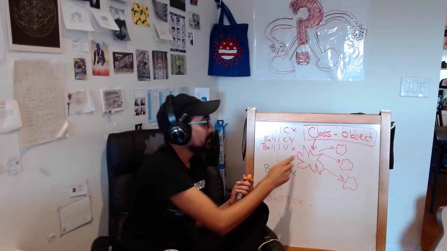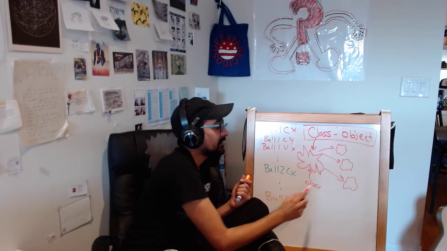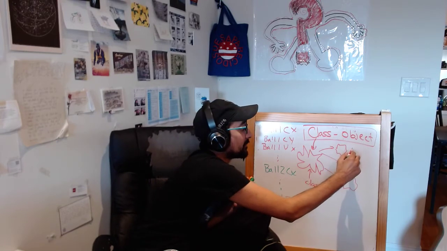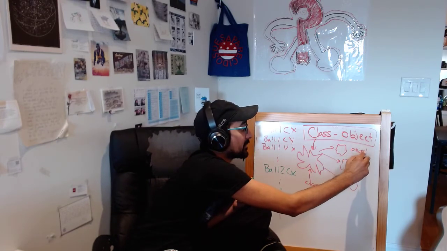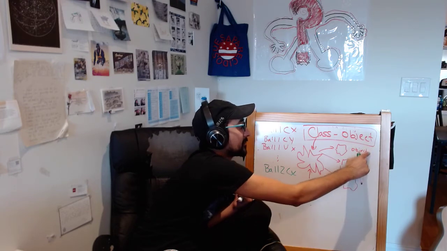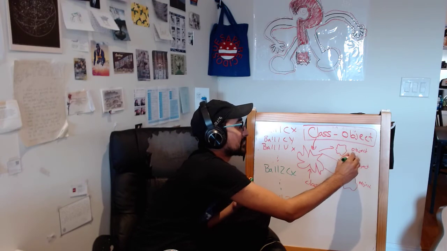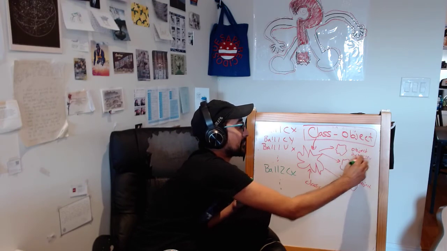And the cookie cutter is what we call a class. And these cookies are what we call objects. Okay? Objects, or instances. Same thing.